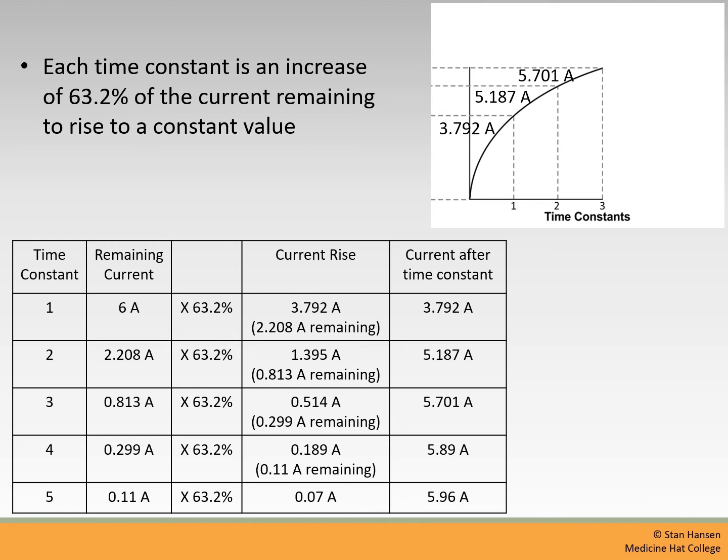I do the same thing again for my fourth time constant, multiplying the remaining rise by 63.2%, and after my fourth time constant, I'm at 5.89 amps, which leaves me 0.11 amps remaining. 63.2% of that, added to the rest of them, means after 5 time constants, I have an ampacity of 5.96 amps. I'm expecting a total current of 6 amps. However, it is accepted that after 5 time constants, the change after that is so imperceptible that we've reached a steady state of current rise.